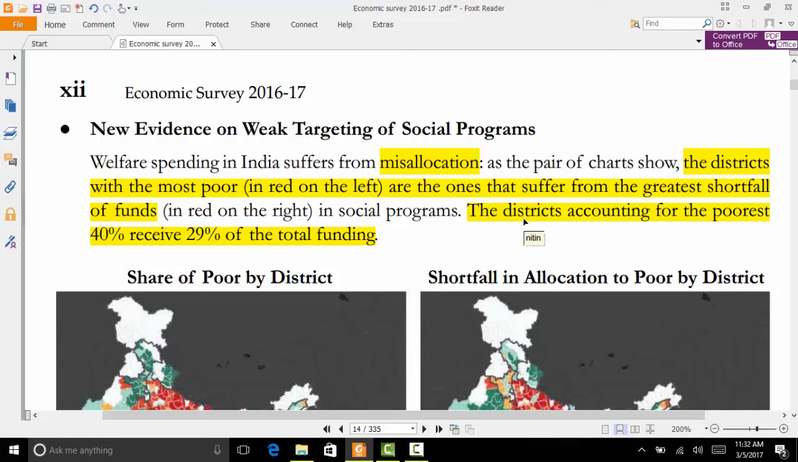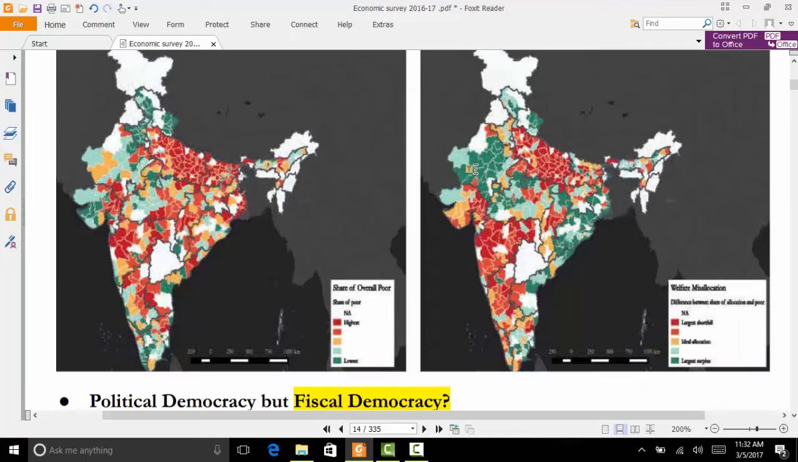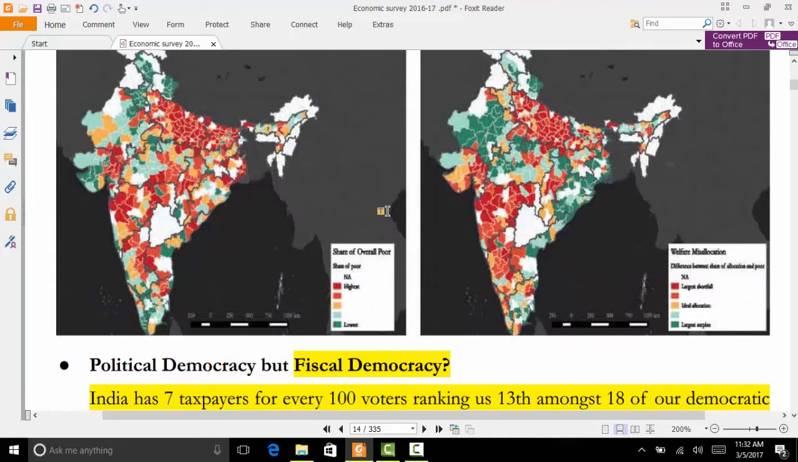Then it says the districts accounting for the poorest 40% receive 29% of the total funding. Now this is the data you should remember, because this data substantiates your argument that the poorest 40% get only 29% of total funding. So you can see the red marks there.